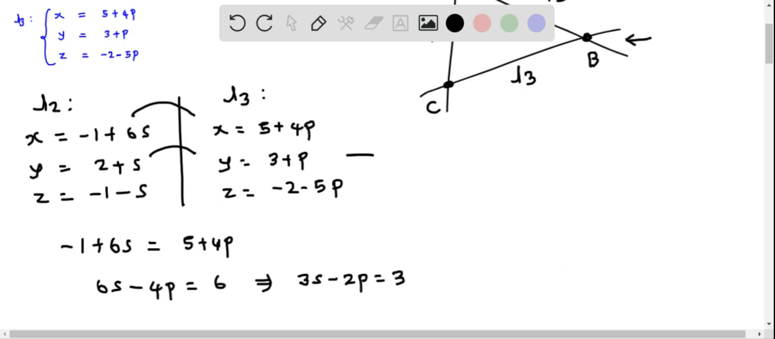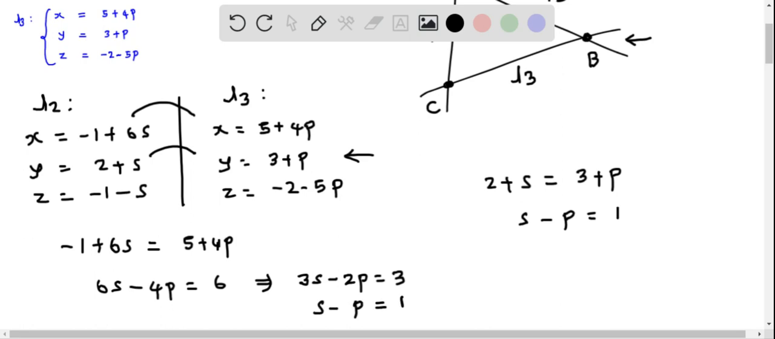And now I'm going to equate the y coordinates, that is the parametric equations for y. So when I do that, I get 2 plus s, and this equals 3 plus p. So let me write down this equation as s minus p, and this equals 3 minus 2, which is 1. So I'm going to take this equation and write it down below the previous equation.